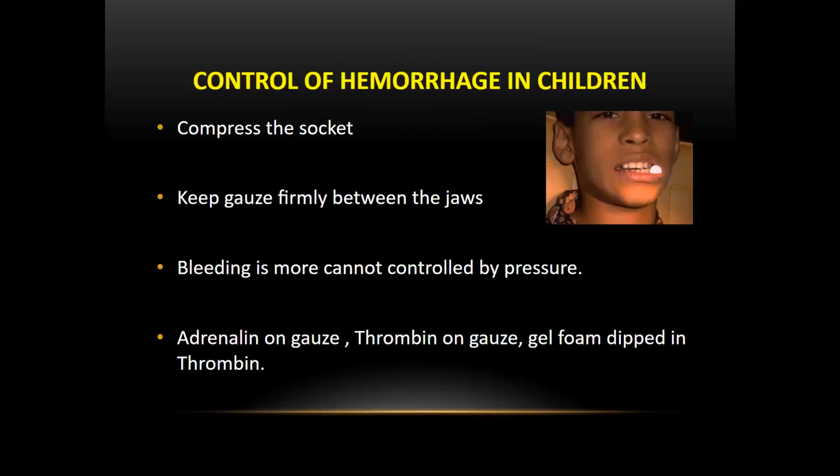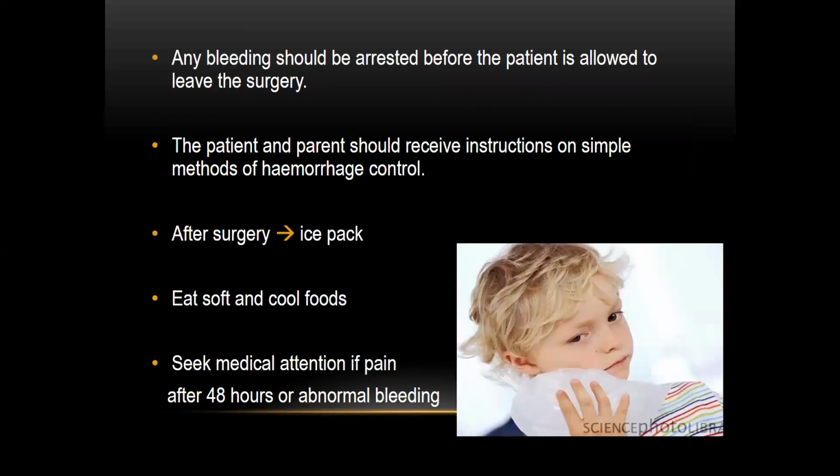After the extraction, a very important aspect is how to control hemorrhage in children. Compress the socket and keep gauze firmly between the jaws. If bleeding is more and cannot be controlled by pressure, you should use adrenaline on gauze, or thrombin on gauze, or gel foam dipped in thrombin. Any bleeding should be arrested before the patient is allowed to leave the surgery. The patient and the parent should receive instructions on simple methods of hemorrhage control.